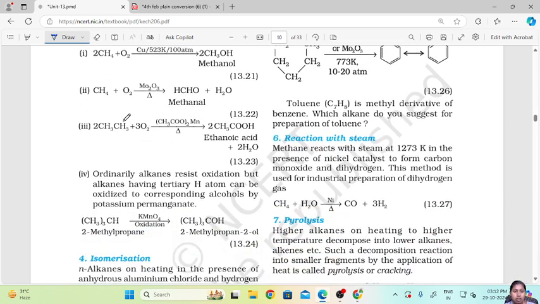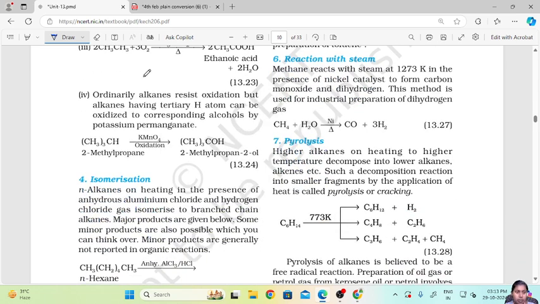Ethane with carboxylic manganese can give you ethanoic acid. Okay, now ordinarily alkanes resist oxidation, but alkanes having a tertiary hydrogen atom can be oxidized to the corresponding alcohols by potassium permanganate. Normally alkanes can resist oxidation, but the alkanes having a tertiary hydrogen means only one hydrogen which is remaining, all others are your bulky groups.